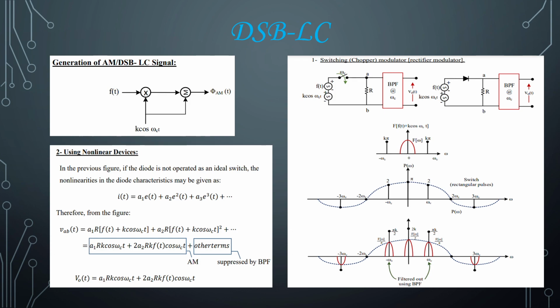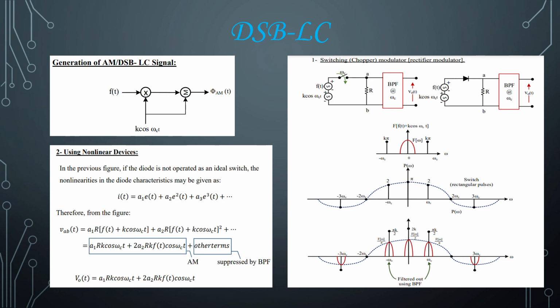Now we come to the generation of the DSB-LC signal using non-linear devices, which is generally used. In the previous figure, the diode is not operated as an ideal switch. The nonlinearities in the diode characteristics may be given as i(t) = a1 e(t) + a2 e²(t) + a3 e³(t) + and so on, till infinity.